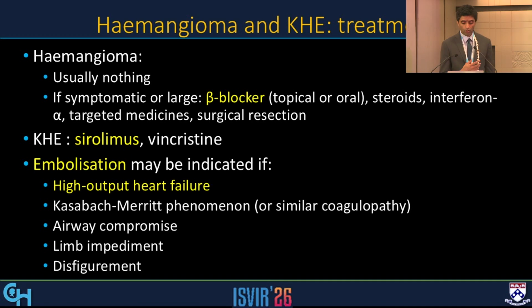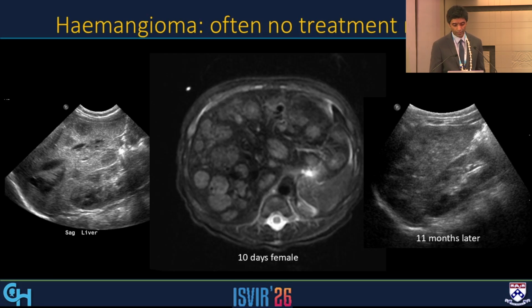Hemangiomas and KHEs, what do we do to treat? For hemangiomas, it's usually nothing. But if it's symptomatic, it's medical management, often with a beta blocker or some other more powerful medications if it's really big. For KHE, the common medication used is sirolimus, but IR is involved sometimes when there's high output heart failure predominantly, or if it's in a critical structure, or if it causes some impediment otherwise. So IR can be involved to manage these lesions.